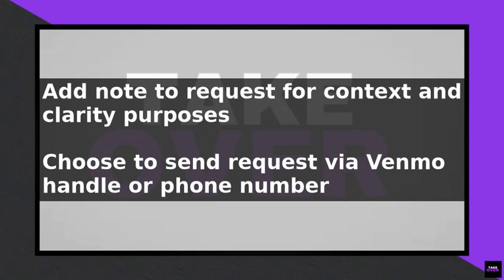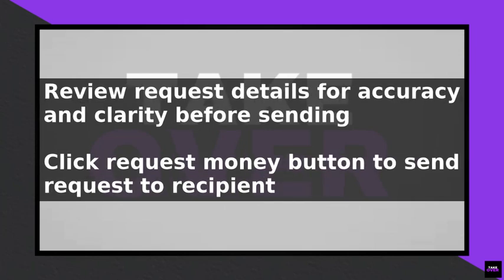The recipient will then receive a notification with the details of the request and can choose to accept or decline it. If they accept, the money will be transferred to your Venmo account. If they decline, you will receive a notification and can try to request the money again or use an alternative method.